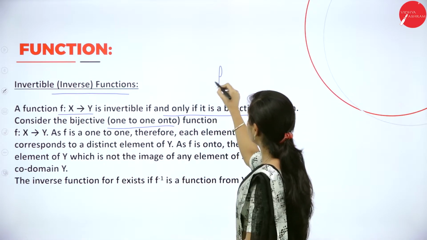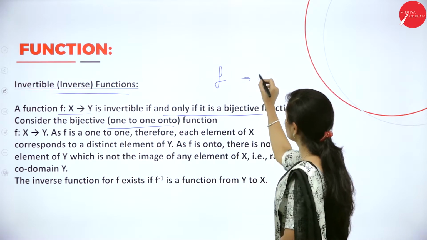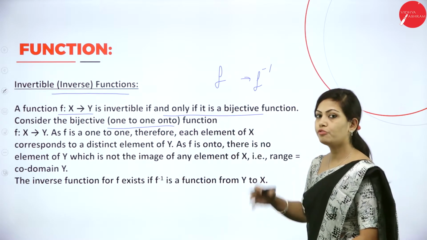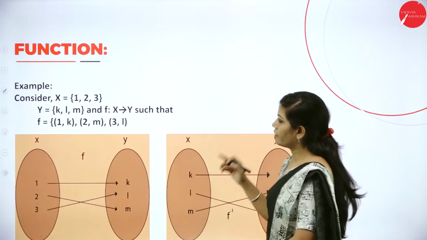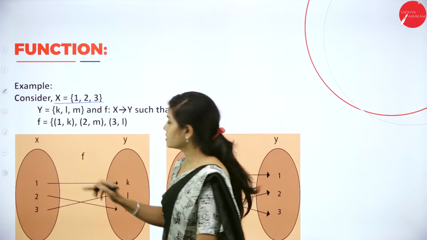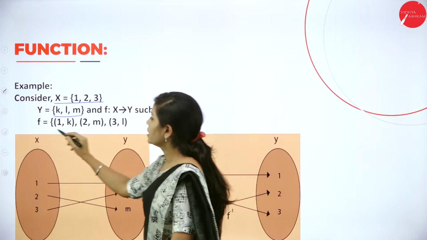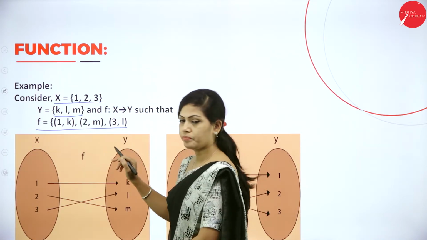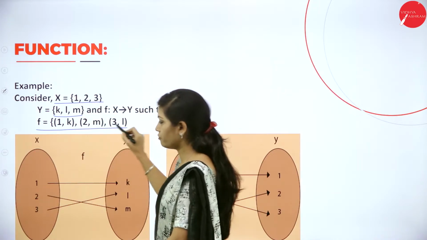So f is a function. What is the inverse of this function? f inverse is the inverse function of f. So how to find it using this invertible function? Here I have an example. X is equal to 1, 2, 3 and Y is k, l, m and f from X to Y such that I have a relation 1k, 2m, 3l.